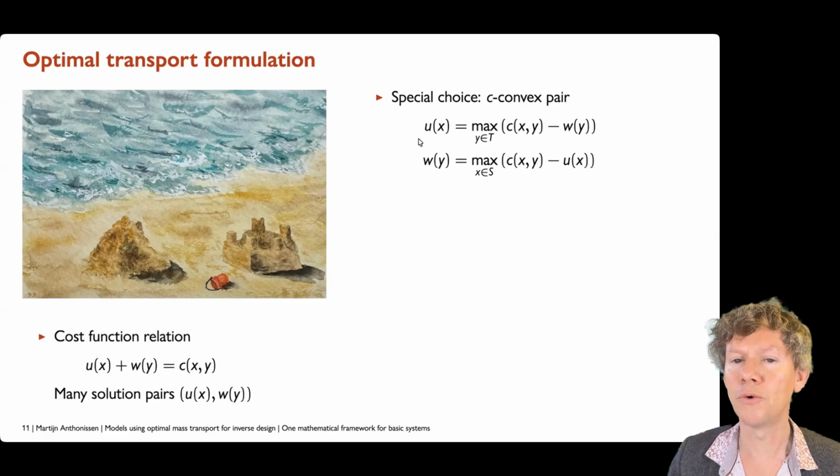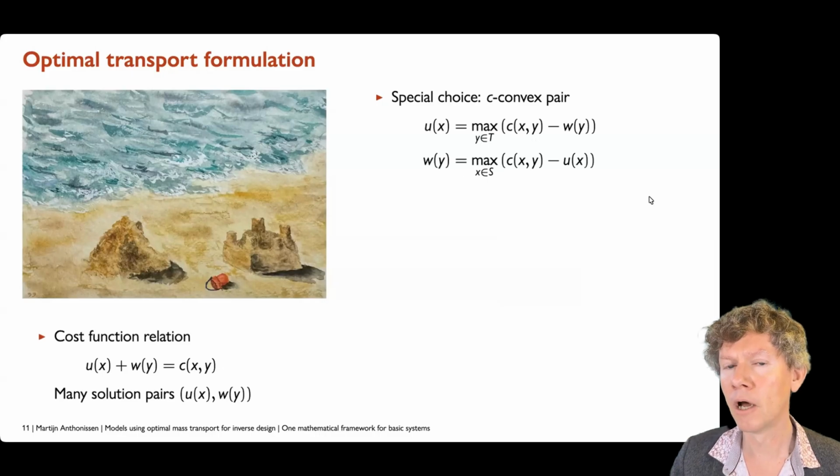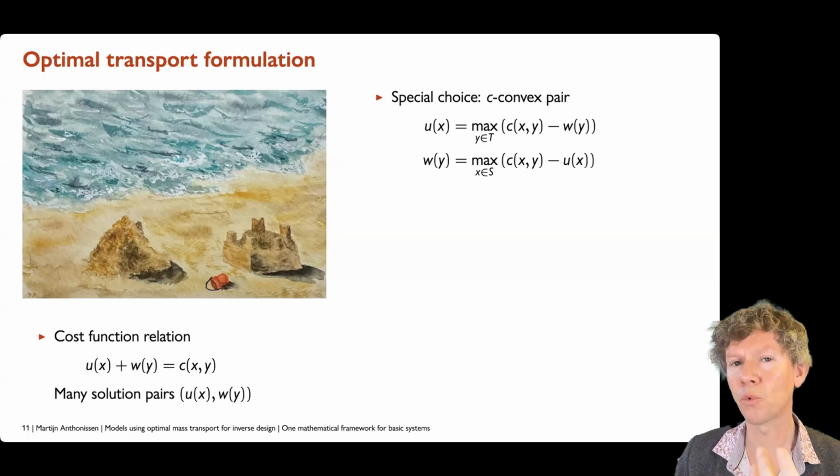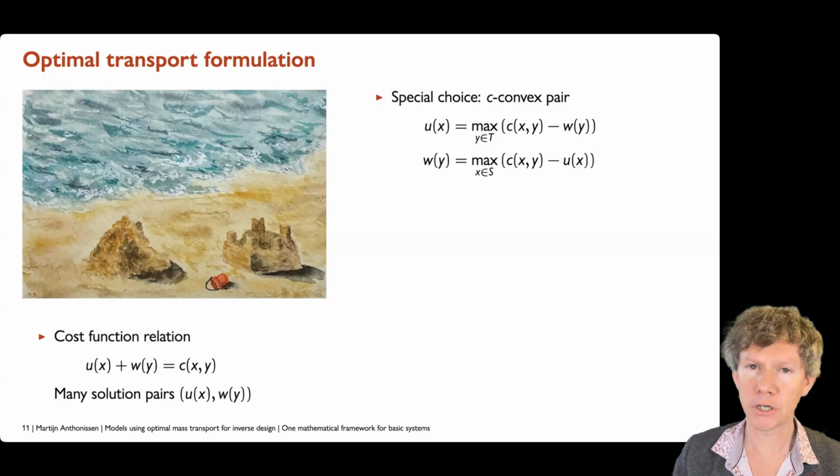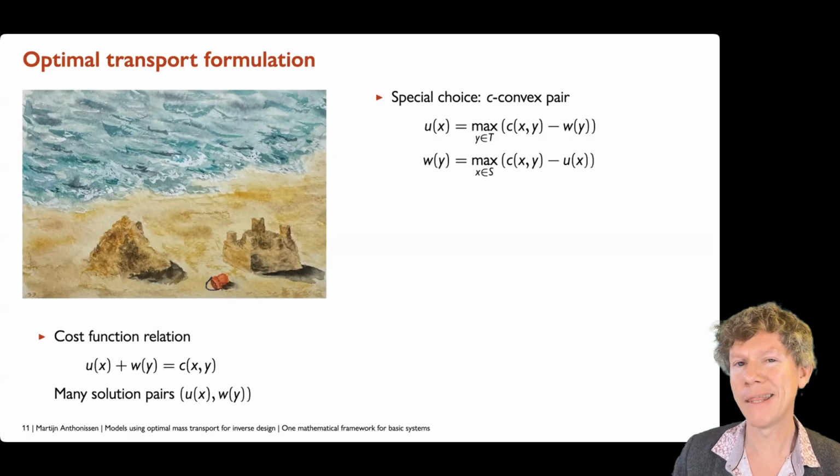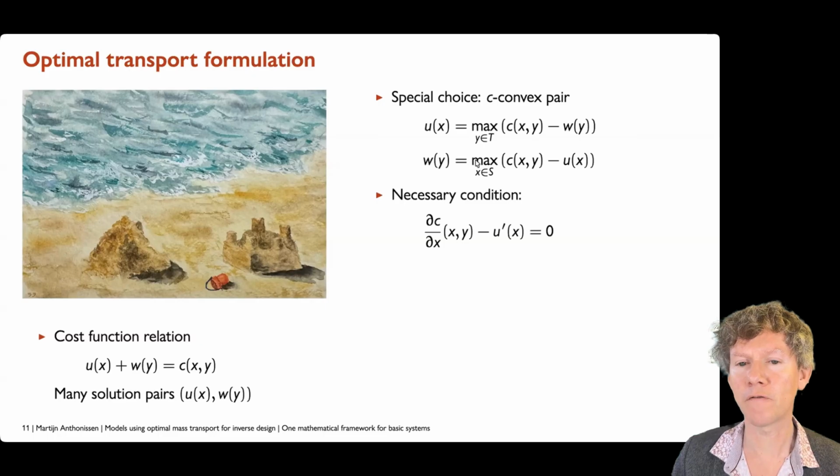So we pick U as the maximum where we maximize over Y of C minus W, and for W the other maximum. The reason we pick these types of solutions is first to render it unique, second to have nice convex or concave surfaces. So what you see here from the second equation, since we have a maximum, if I differentiate to x, I should find 0.